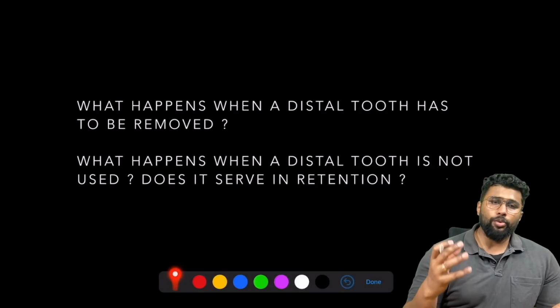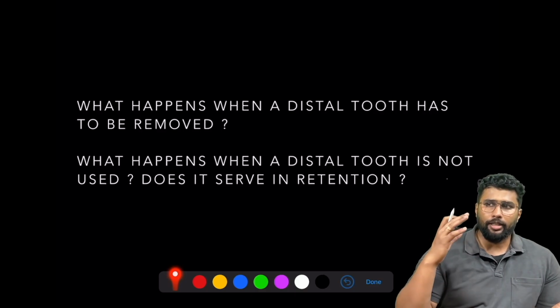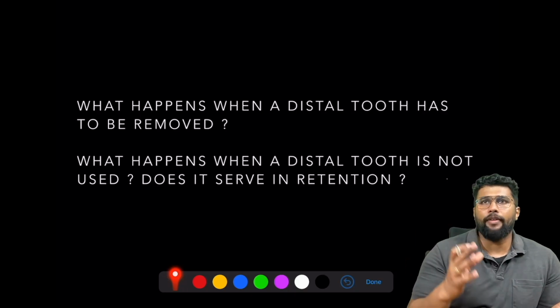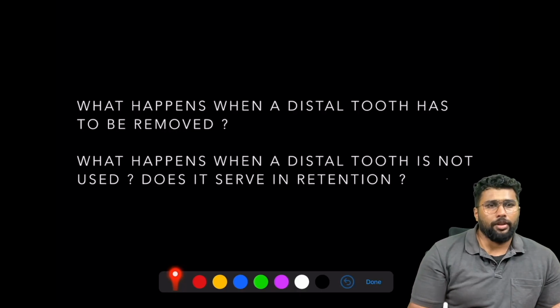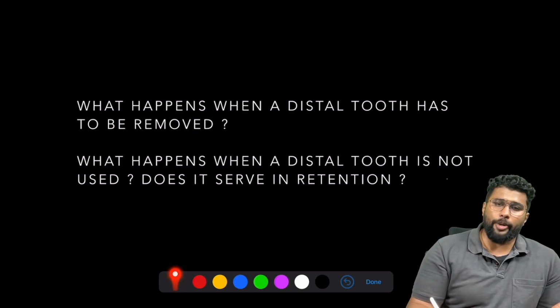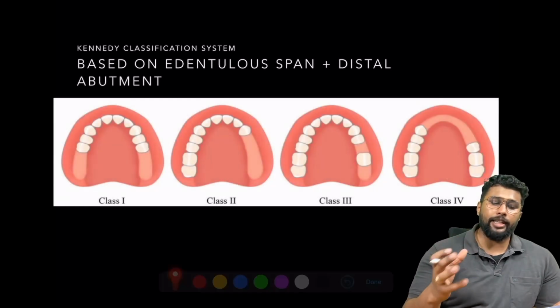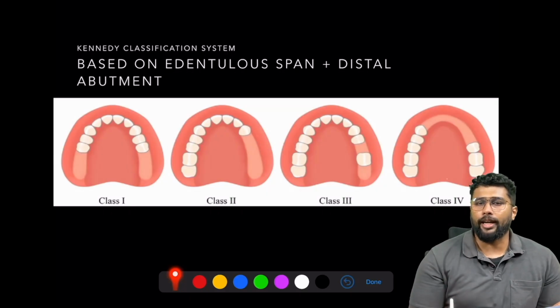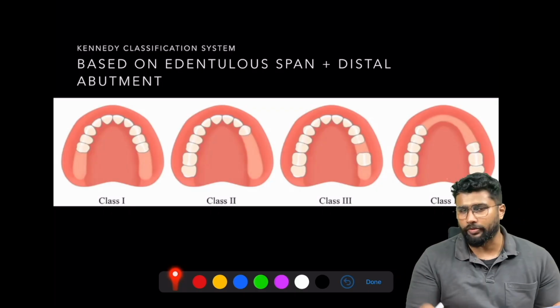Now, you understood that when the last teeth are removed, the problem changes because you don't have anything to hold on to at the distal end, and it ends up not serving our needs. Same way, when you're not going to end up clasping a tooth, or you're not using a tooth, say for example because it's periodontally compromised, it does not serve in the retentive purpose as well. So that is the entire crux of the problem, and this is what Kennedy based his classification on, right? It is based on the edentulous span and the presence or absence of a distal abutment.